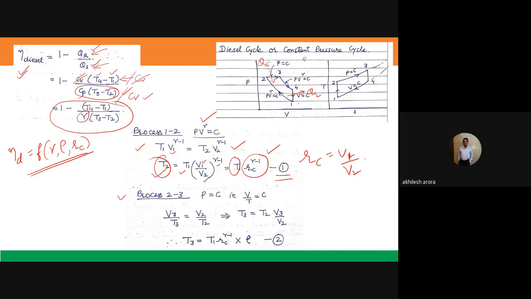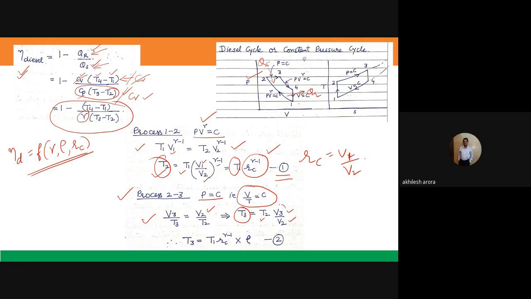Now I will go to the process 2 to 3. 2 to 3, as you can see in the diagram here, is a constant pressure process, and for a constant pressure process I can write the expression V by T is equal to constant, and then I can write V3 by T3 is equal to V2 by T2, and from here I can get the value of T3, which will be equal to T2 into V3 by V2.